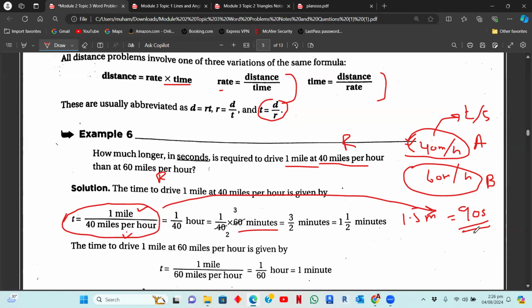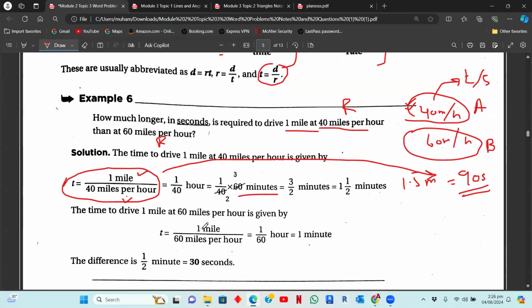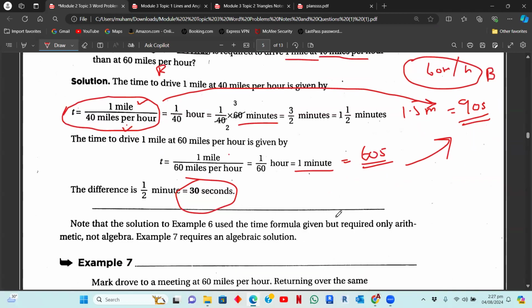Are you guys following me? Now, if the speed was 60 miles per hour, to travel the same 1 mile, you would have traveled in 1 minute. That's 60 seconds. So how much longer are you taking when traveling at a slower speed is 90 minus 60, which is 30 seconds. So you're taking 30 more seconds if you're driving at 40 miles per hour than driving at 60 miles per hour. Clear, guys?